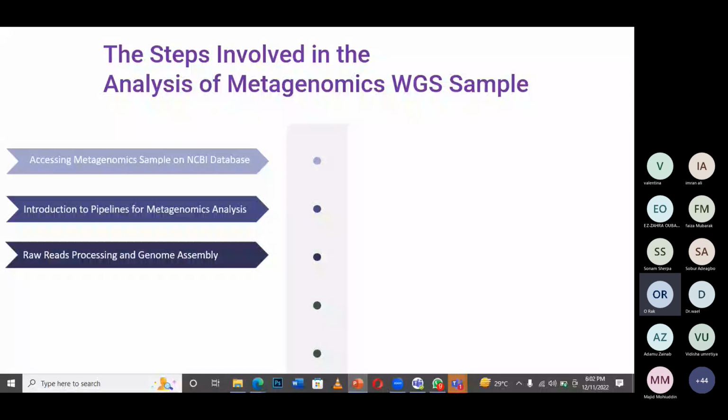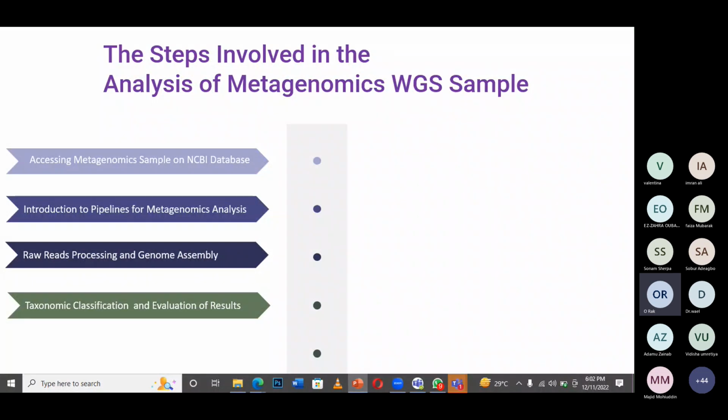Because when you have this sample, it's raw, right? There are some errors, so you have to trim them out, and then you have to assemble. Then we have the taxonomic classification and the evaluation of results. Taxonomic classification talks about the diversity, and what taxonomic rank a specific organism belongs to. I'm going to show you a visualized taxonomic chart to show you how it looks.